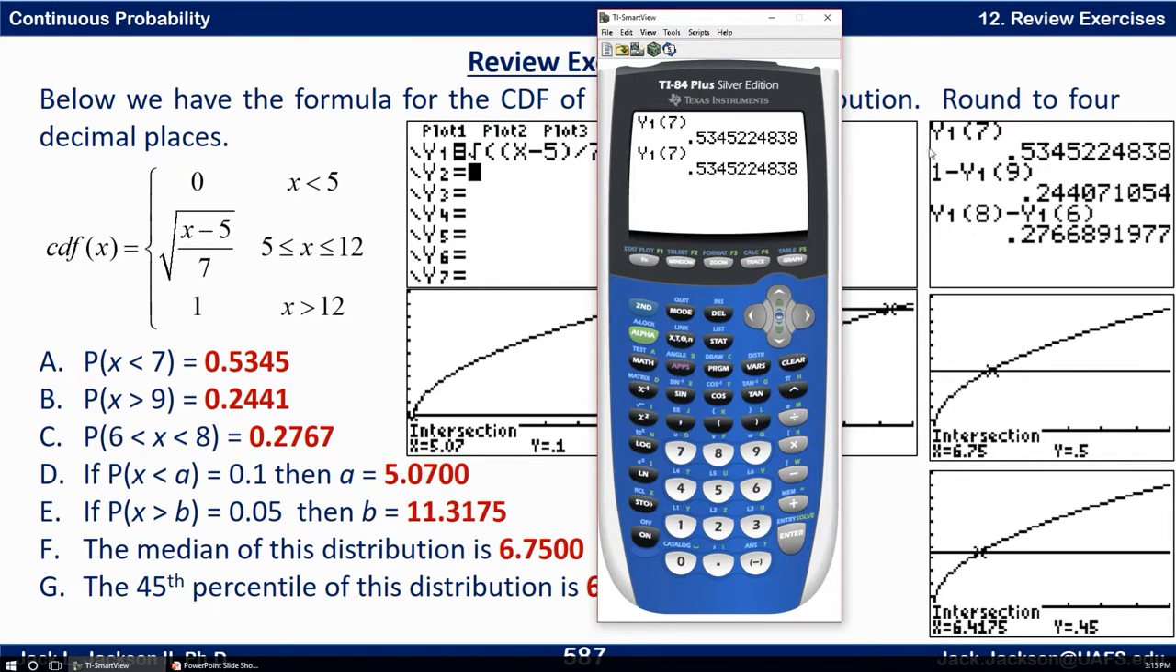And round off to however many places it says, in this case 4, so that's 0.5345. Probability that x is greater than 9? Well, that's 1 minus the CDF of 9. So it's 1 minus Y1 of 9, because Y1 has our CDF formula: 0.2441. Between 6 and 8? Well, that's the CDF, that is Y1, evaluated at 8, minus Y1, the CDF, evaluated at 6.